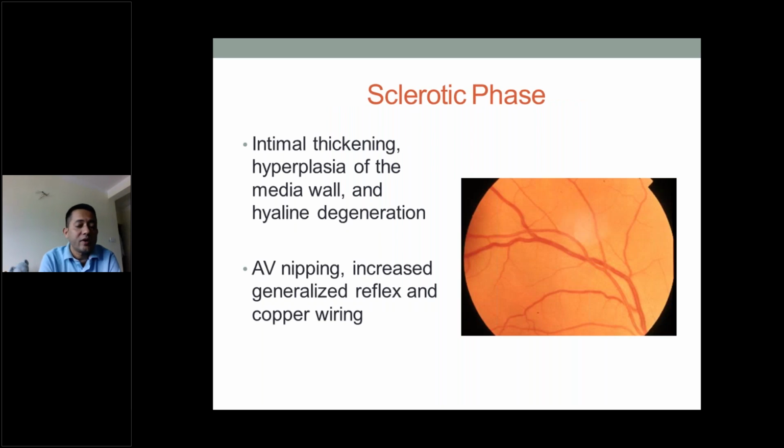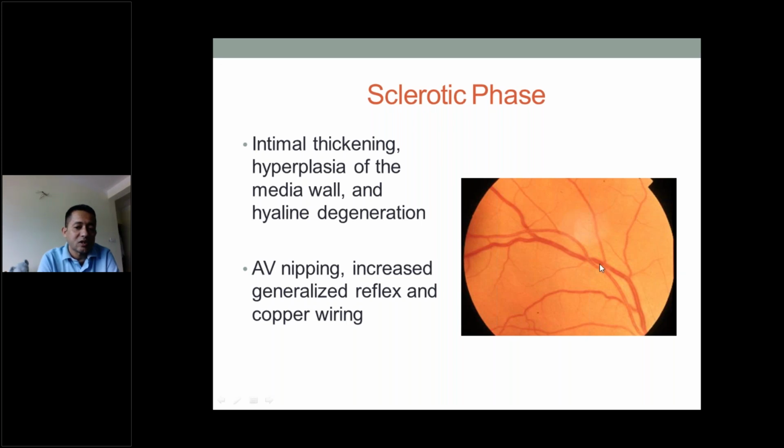What we see in the sclerotic phase, over a long period of time, is that hypertension causes sclerosis. Sclerosis is basically hardening of the vessels. Sometimes it also happens with age. If you feel the vessels of an old patient and a young person, in the older patient the vessel is quite thick and rigid. Actually, you can roll it. This is called sclerosis, and it happens because of thickening and hyperplasia of the walls, and also some degeneration occurring.